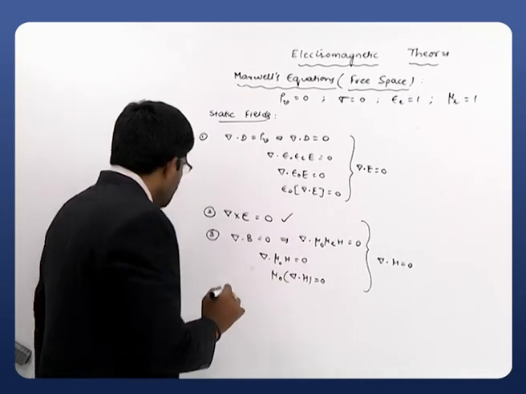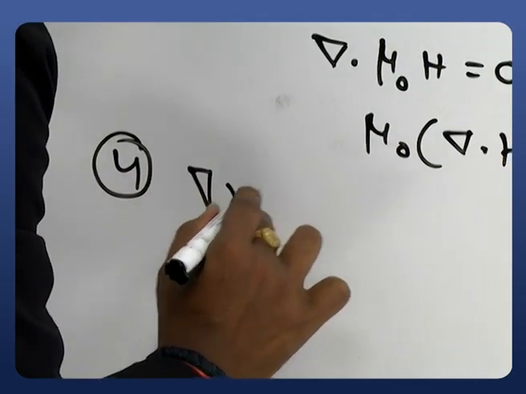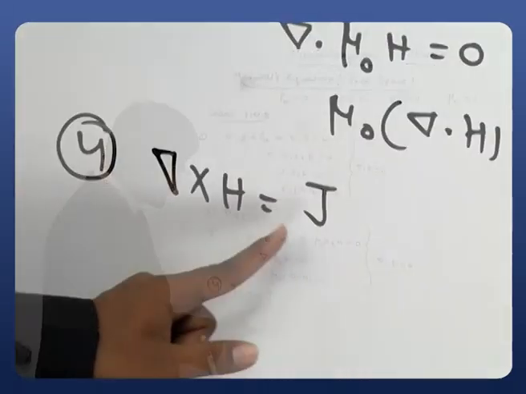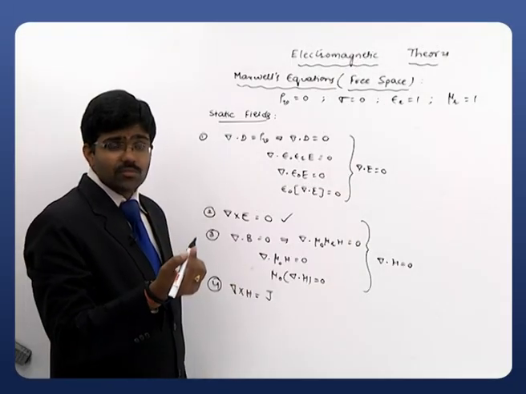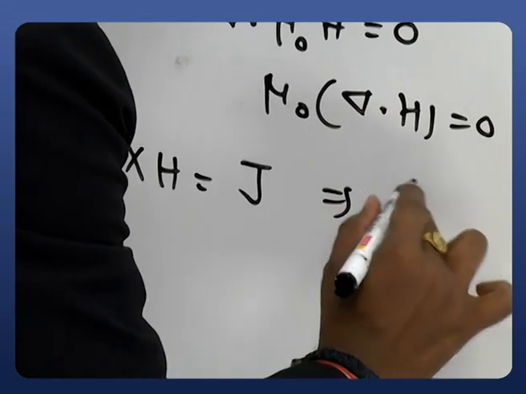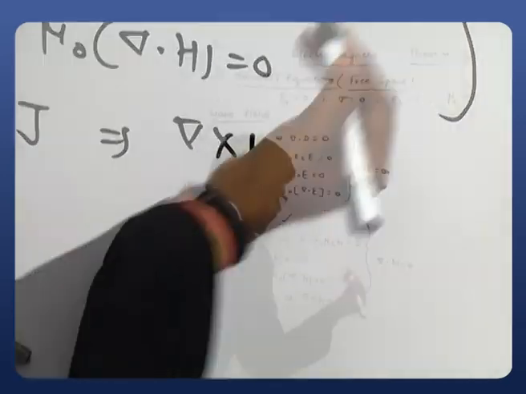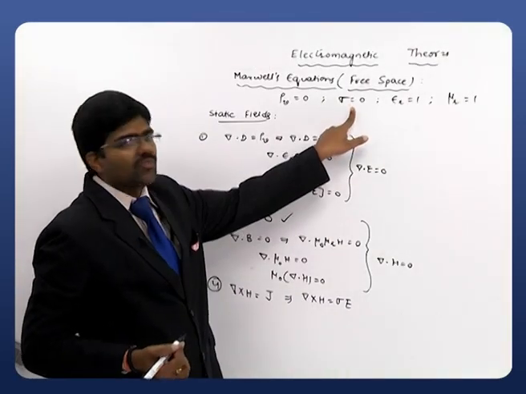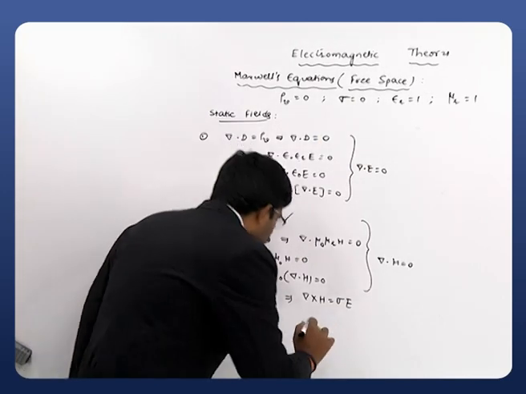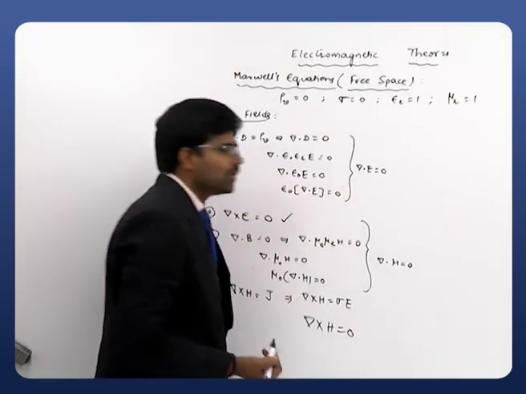In the same way, the fourth equation that we have is del cross H is equal to J. For static fields, clearly del cross H is equal to J. But what is the relation between J and sigma? We have the relation J is equal to sigma E, so del cross H is equal to sigma E. But what is the conductivity of the medium? Conductivity of the medium is 0. Since conductivity of the medium is 0, what we can write here is del cross H is equal to 0.